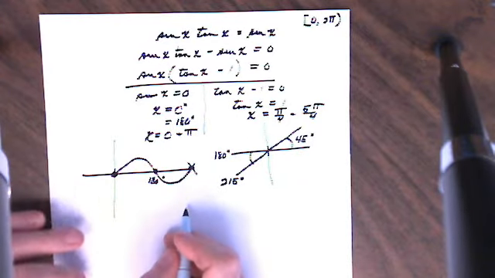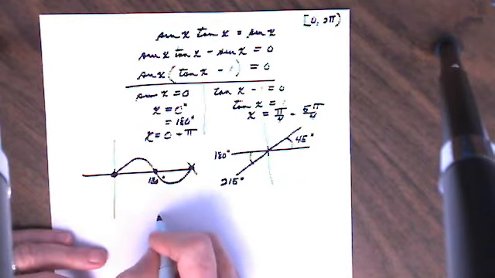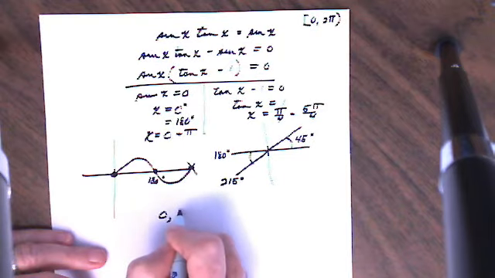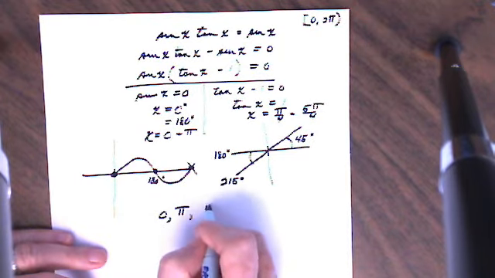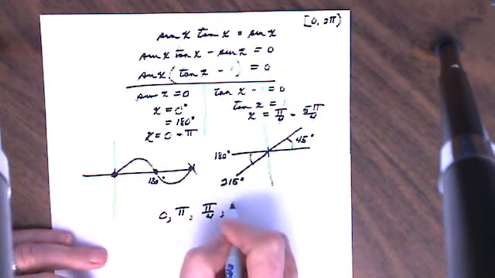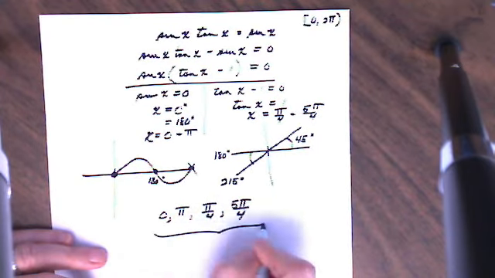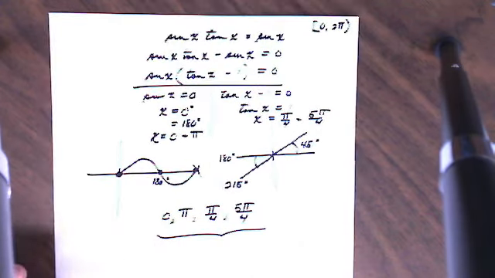And so I have 4 answers to this equation: 0 radians, pi radians, pi over 4 radians, and 5 pi over 4 radians. Those are the 4 correct answers to this particular problem. And that's all.